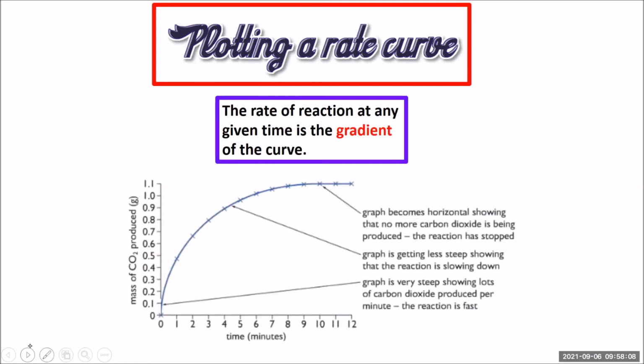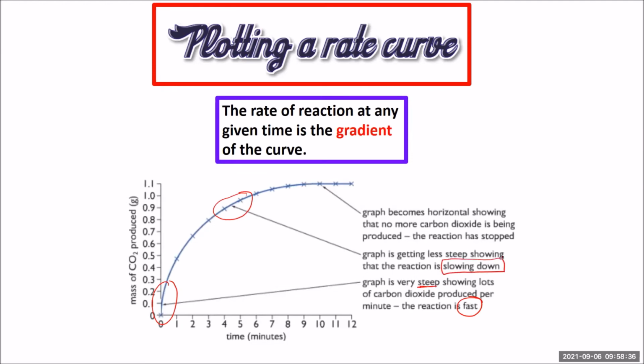Let's have a look at our mass of carbon dioxide produced versus time graph, and we see at the start of the reaction, the graph is very steep, the gradient is large, and that shows that the reaction's occurring at a very high rate. As the reaction proceeds, we see the gradient is less steep. The reaction here is now slowing down.